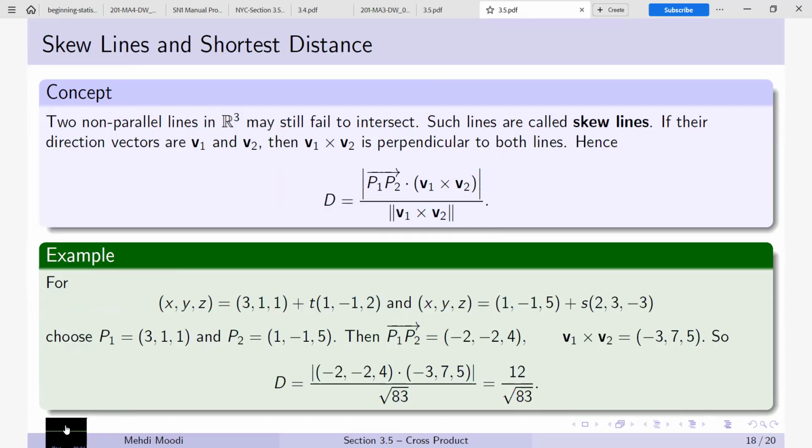Skew lines are the awkward strangers of 3-space. They are not parallel, but they still refuse to meet. The cross product helps us measure the smallest gap between them, like a cosmic ruler for social distancing.